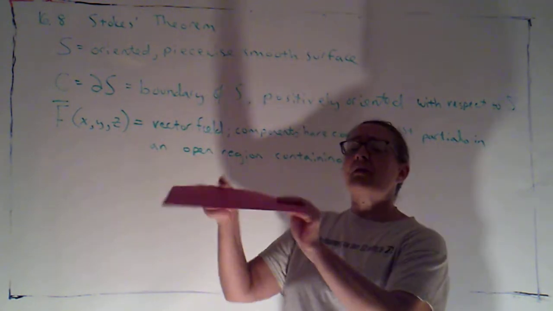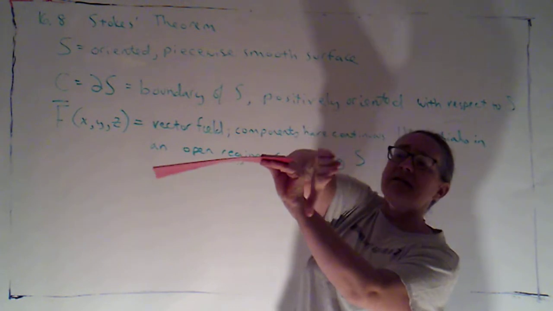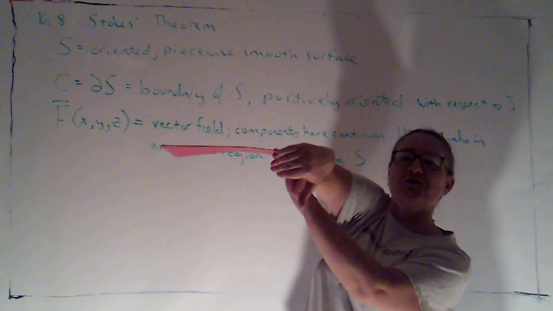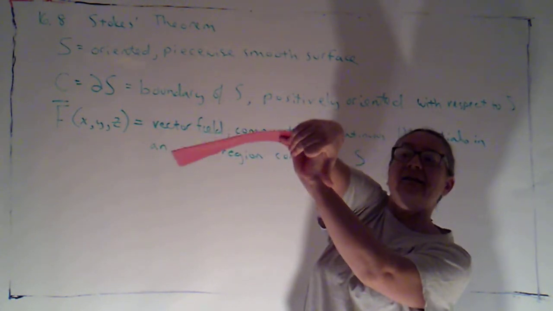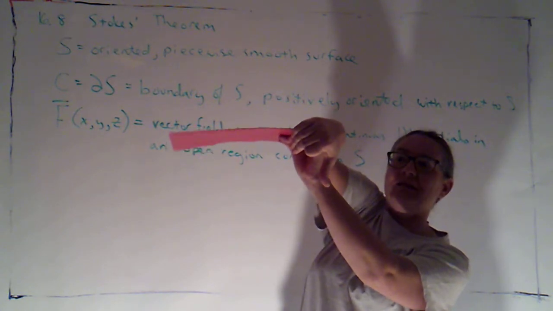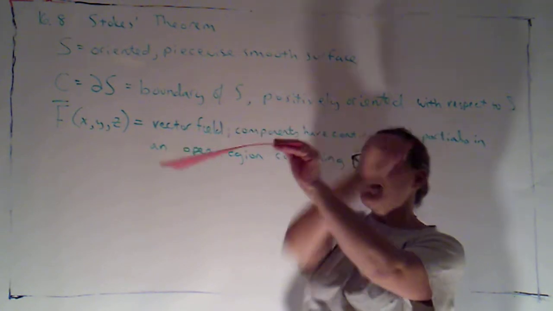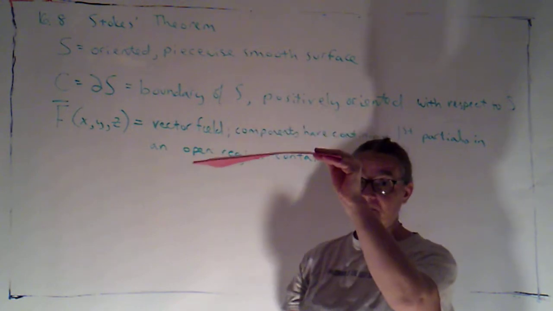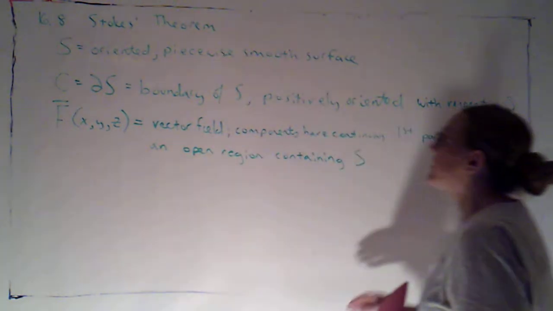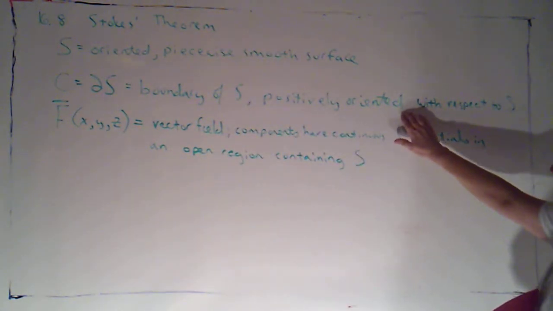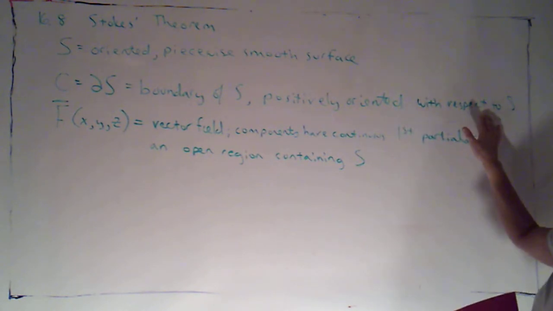Okay. But if I try to go around that way, I have to turn my hand upside down in order to make my fingers curve around things this way. And then that would be the positive orientation if I had oriented my surface downward instead. Okay, so that's what we mean by positively oriented with respect to S.